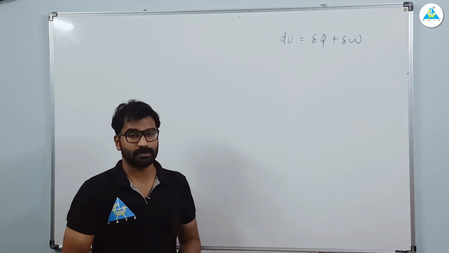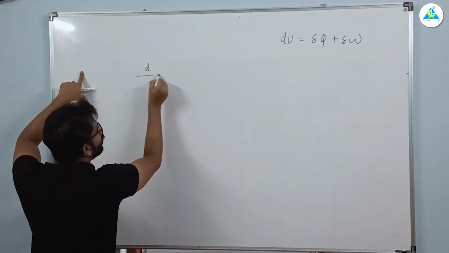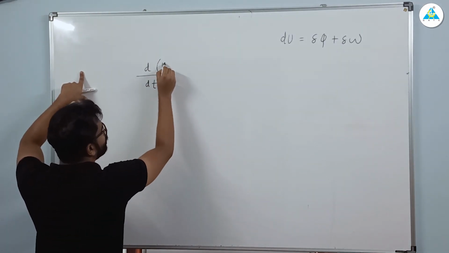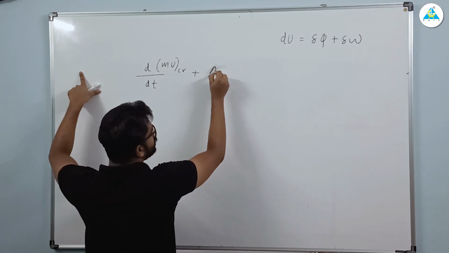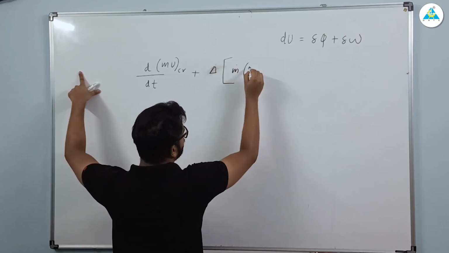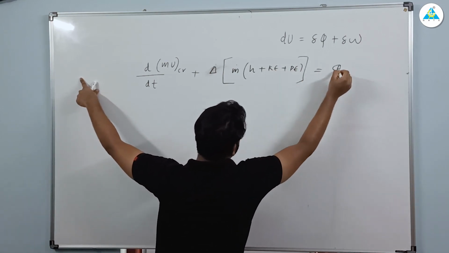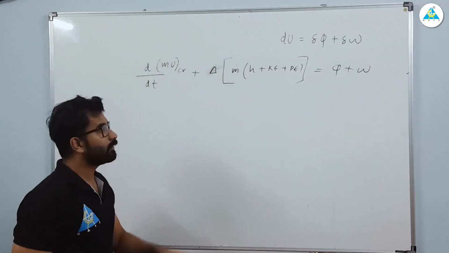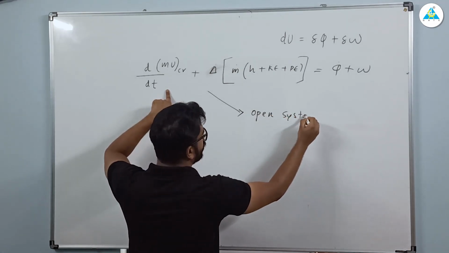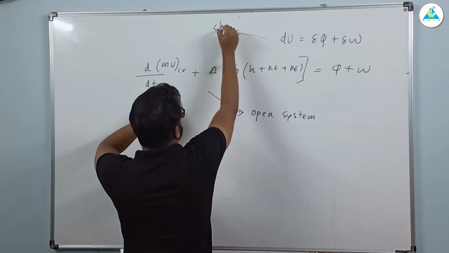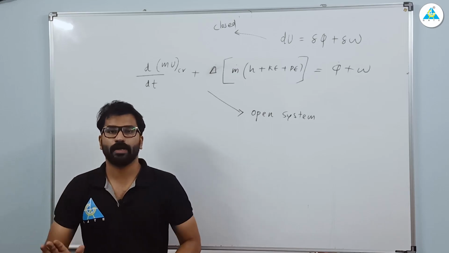So this was our closed system balance. Okay? So after closed system balance, we took the open system balance. What is the open system balance? d by dt of mass into internal energy of the control volume plus delta, where delta is outlet minus inlet, that is mass flow rate into enthalpy plus kinetic energy plus potential energy, equal to heat plus work. Okay. So this was the equation for our open system first law. This is your equation for closed system. Okay. So based on this we have covered all the questions in thermodynamics so far, right?